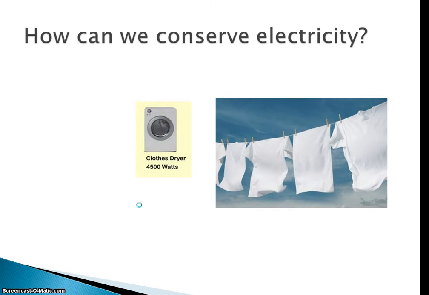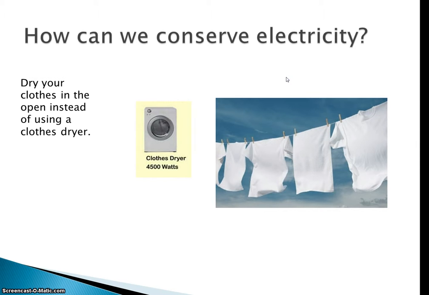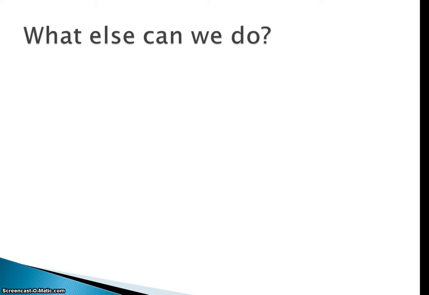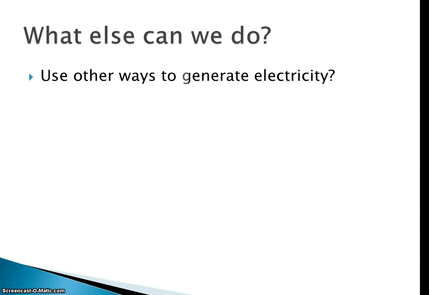Another way to conserve electricity is that, notice, if we use a clothes dryer, we can use up to 4,500 watts of electricity. However, if we air our clothes, we make use of 0 watts of electricity. Therefore, we can dry our clothes in the open rather than using a clothes dryer. Now, what else can we do? We can make use of other ways of generating electricity.